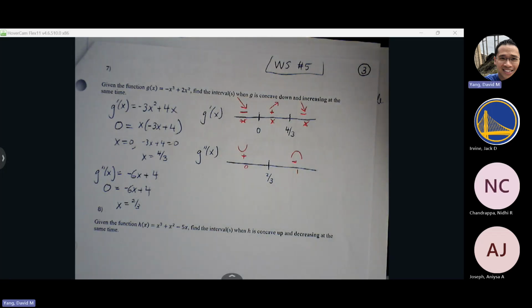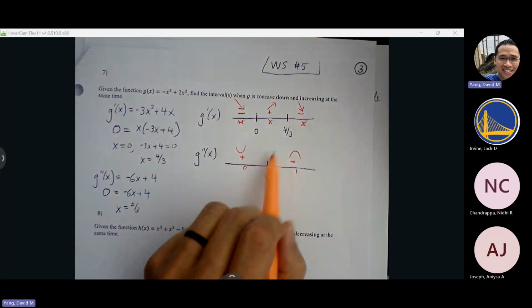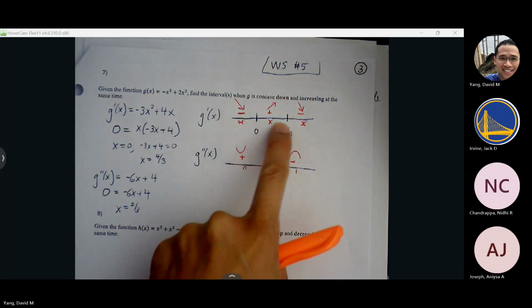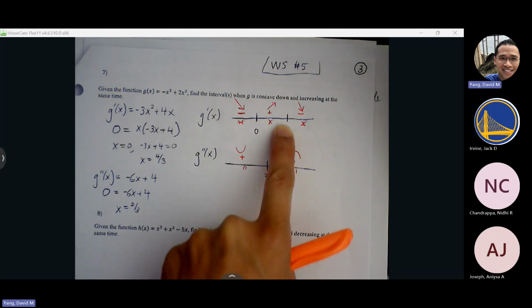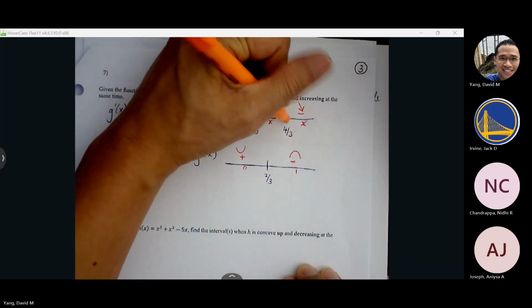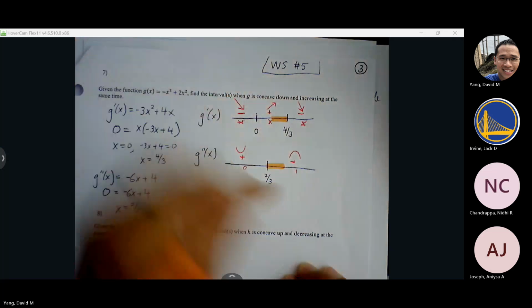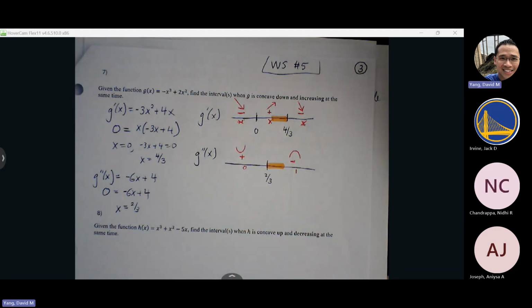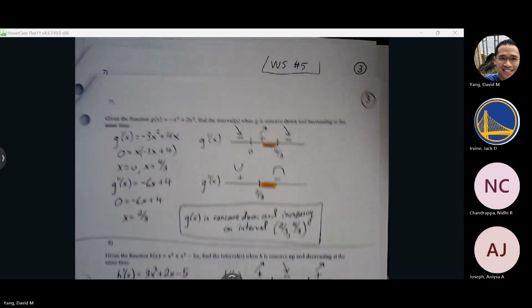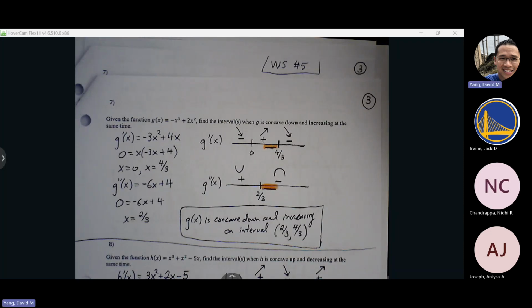So I'm looking for the interval where the graph is going to experience both concave down and increasing at the same time. So the only increasing that I see is here. And we see that this is concave up, this is concave down. We want to line it up here. So in this interval, my graph is going to experience both concave down and increasing. From 2/3 to 4/3.